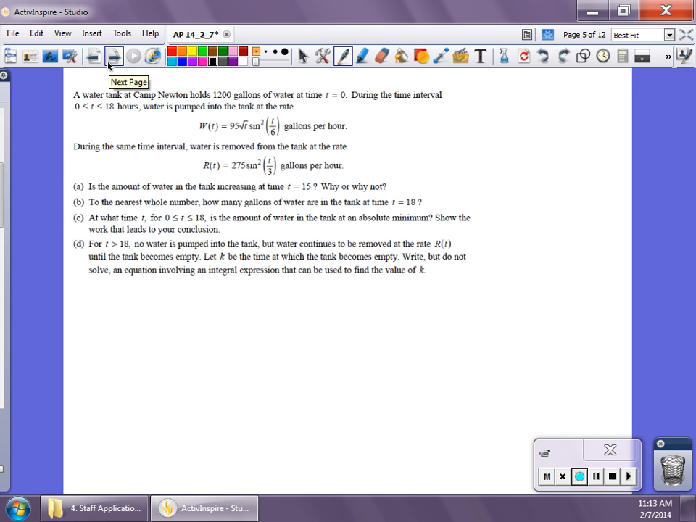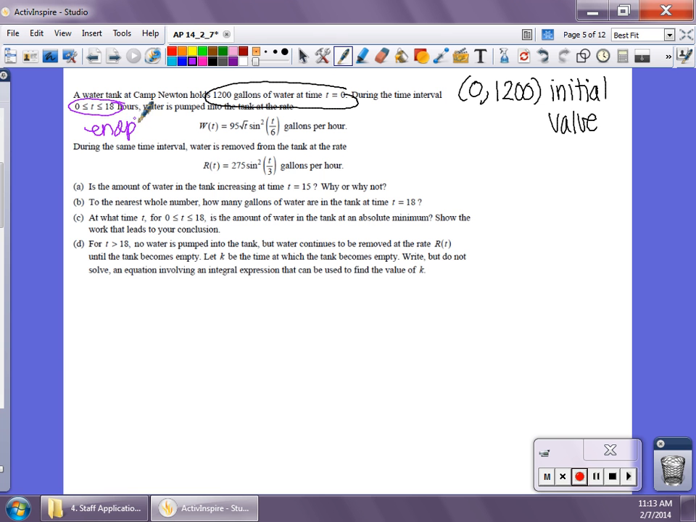Let's see. All right. So this was, I think, the second free response. I think I have them on the board backwards. This was the water question, water tank. So just starting off, they gave you two functions. This is their way of giving you an initial value. And then the other thing you should notice, there's endpoints. So if they ask me for absolute max or mins, I know I'm going to have to check them.